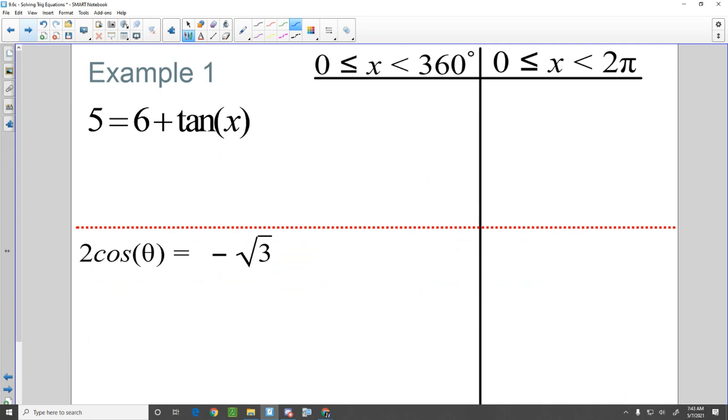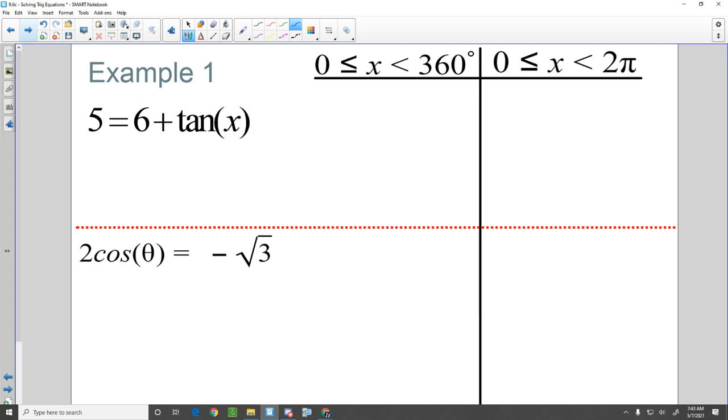All right, go ahead and try some of these. We've got 2 examples on the board. 5 equals 6 plus the tangent of x. I'll do this first one with you. For your answer, the left column is asking for degrees, and the right column would be asking for radians because it's got pi in it. So let's do this top one together. So make sure you've got that written down. 5 equals 6 plus tangent of x.